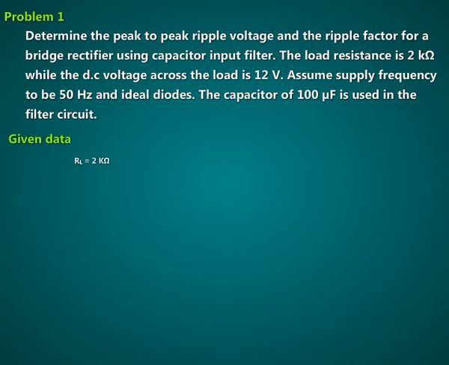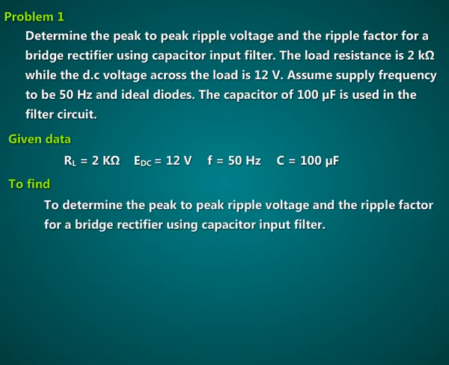Given data: load resistance RL is equal to 2 kilo ohms. DC output voltage EDC is equal to 12 volts. Frequency F is equal to 50 Hz. Capacitance C is equal to 100 microfarad. To determine the peak-to-peak ripple voltage and the ripple factor for a bridge rectifier using capacitor input filter.